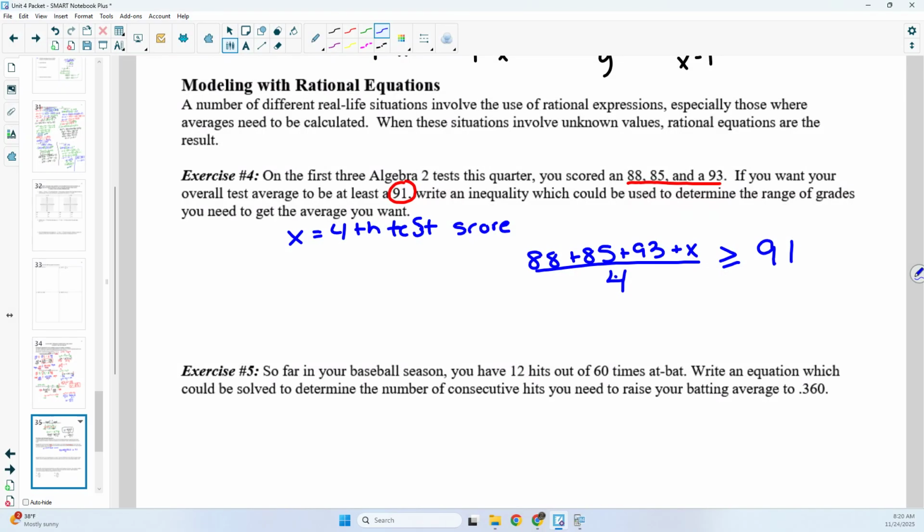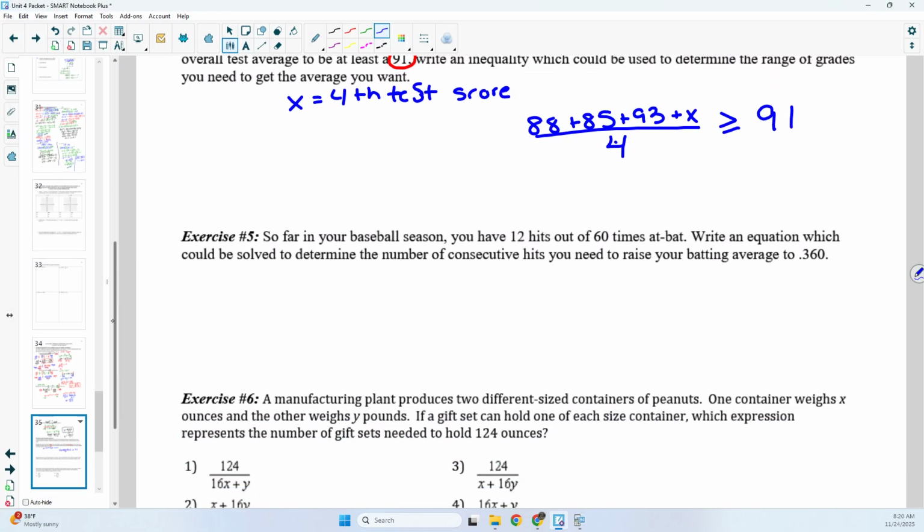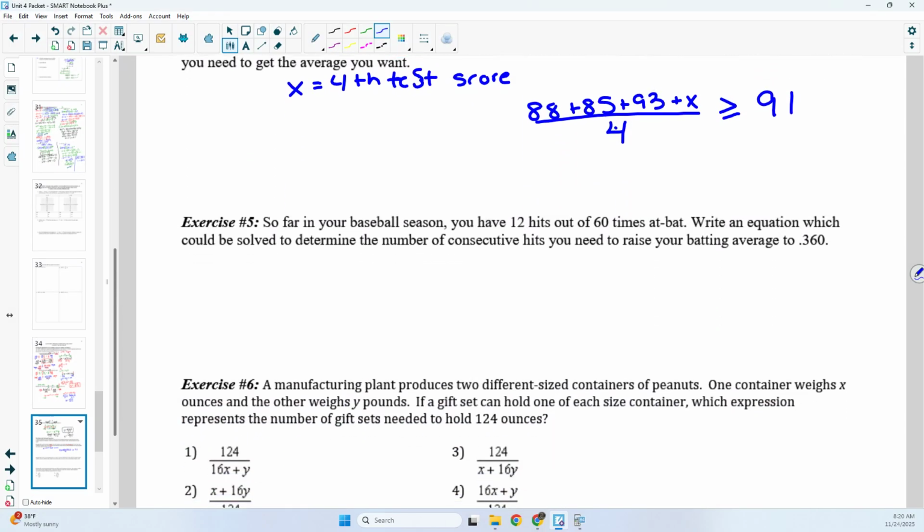Okay, a slightly more difficult one. Exercise 5, it says, so far in your baseball season, you have 12 hits out of 60 times at bat. Write an equation which could be solved to determine the number of consecutive hits you need to raise your batting average to .360. So a batting average is just number of hits out of total times at bat. So currently, and this is not necessary to find, we have 12 out of 60, which would be about .20. So that's just extra information.